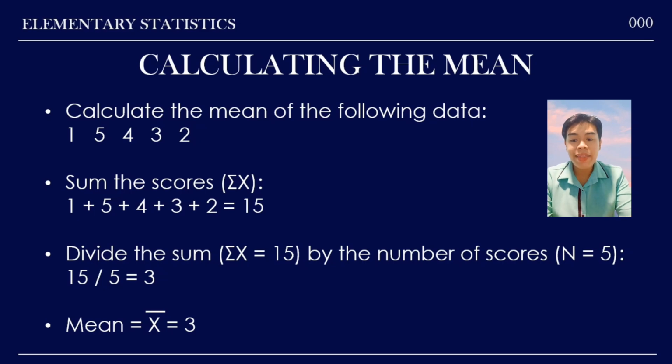Let us try this simple dataset: 1, 5, 4, 3, and 2. First, we have to get the sum of the scores, or the summation of x. 1 plus 5 plus 4 plus 3 plus 2 is equal to 15. Next, we divide the summation of x, which is 15, by the number of scores. N is equal to 5 since we have 5 data in our dataset. So 15 divided by 5 is equal to 3. Therefore, our mean is equal to 3.